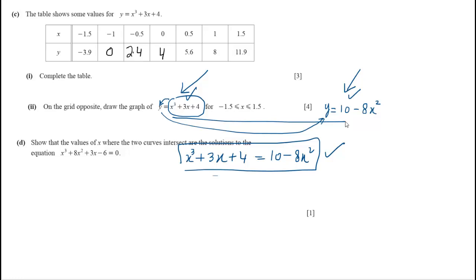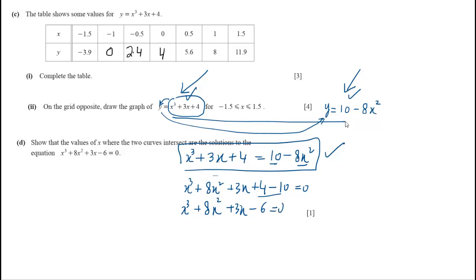Now just do a little bit of manipulation, bring them here. So the shape of this equation will change. It will change like this: x cubed. Bring this x squared over here, it will be plus 8x squared. And then this 3x. And this 4. And bring this 10 over here, it will be minus 10 equal to 0. So it is x cubed plus 8x squared plus 3x, and now it is minus 6 equal to 0.